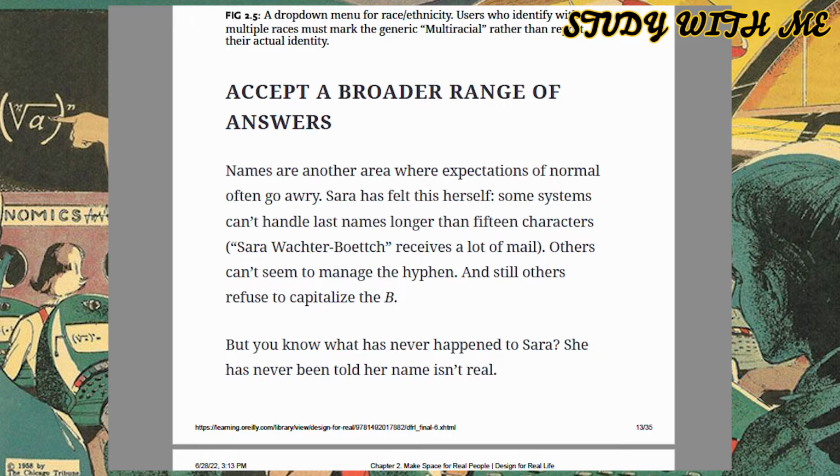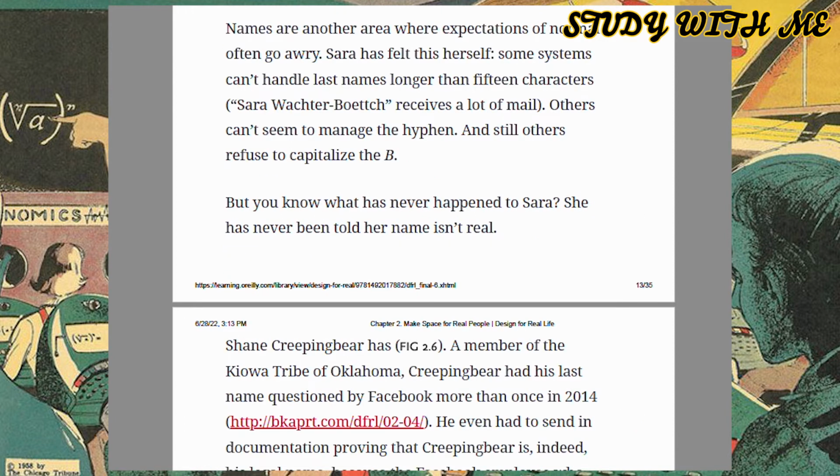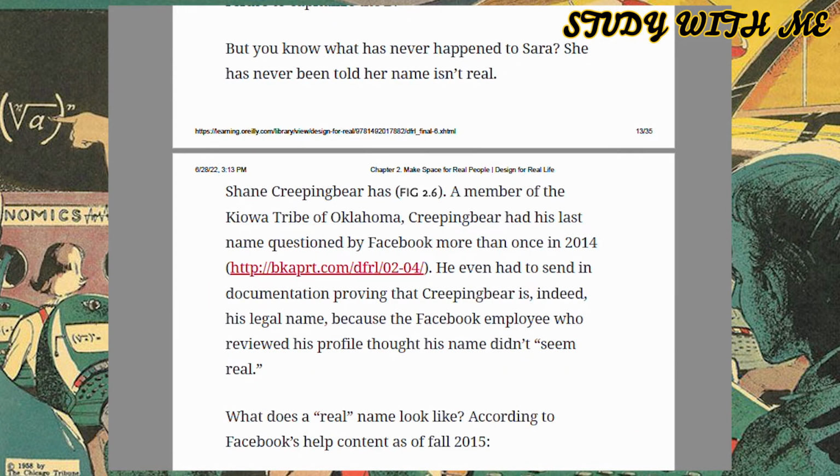Shane Creeping Bear has. A member of the Kiowa tribe of Oklahoma, Creeping Bear had his last name questioned by Facebook more than once in 2014. He even had to send in documentation proving that Creeping Bear is indeed his legal name, because the Facebook employee who reviewed his profile thought his name didn't seem real.